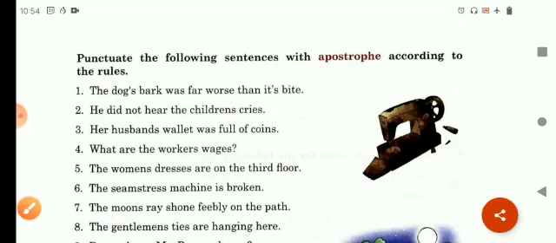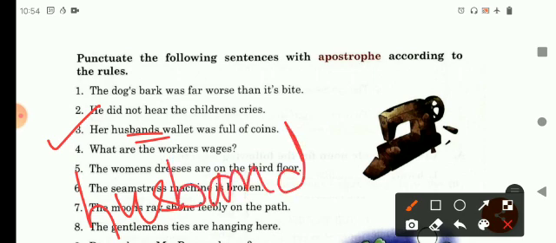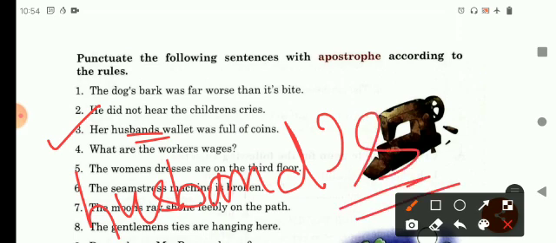Now see the next one. In your sentence number 3, her husband's wallet was full of coins. So in this sentence, the word husband is in singular form. So how will you write? You will write like this. First you will write the spelling of husband, put an apostrophe symbol, then add s to it to show that the wallet belongs to husband.